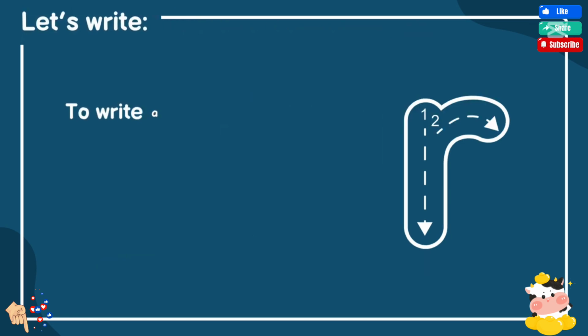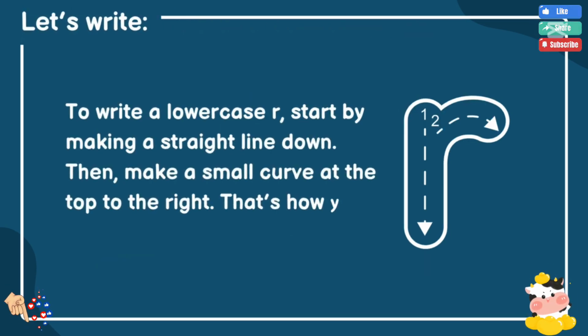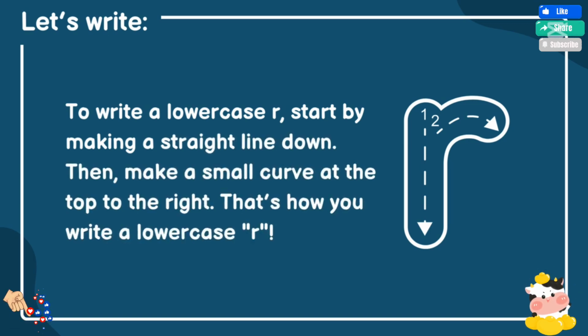To write a lowercase r, start by making a straight line down. Then, make a small curve at the top to the right. That's how you write a lowercase r.